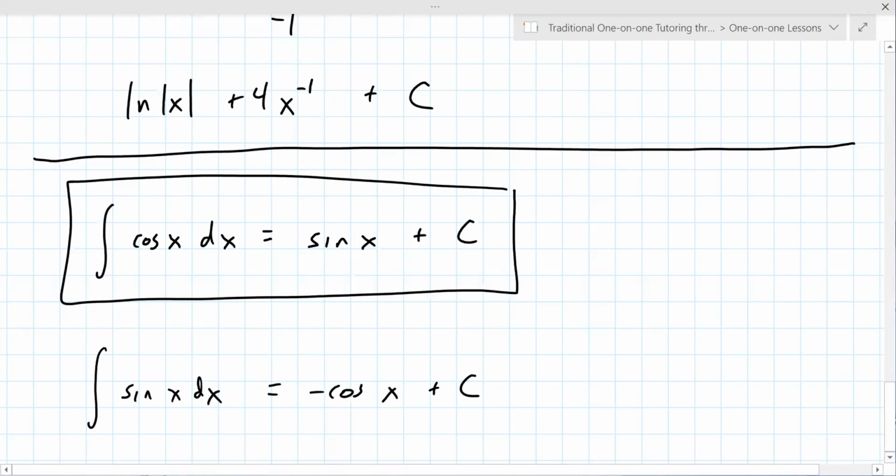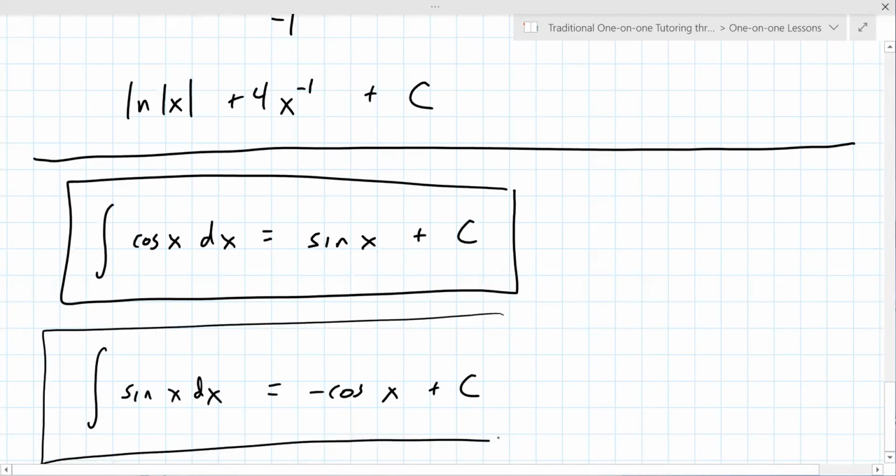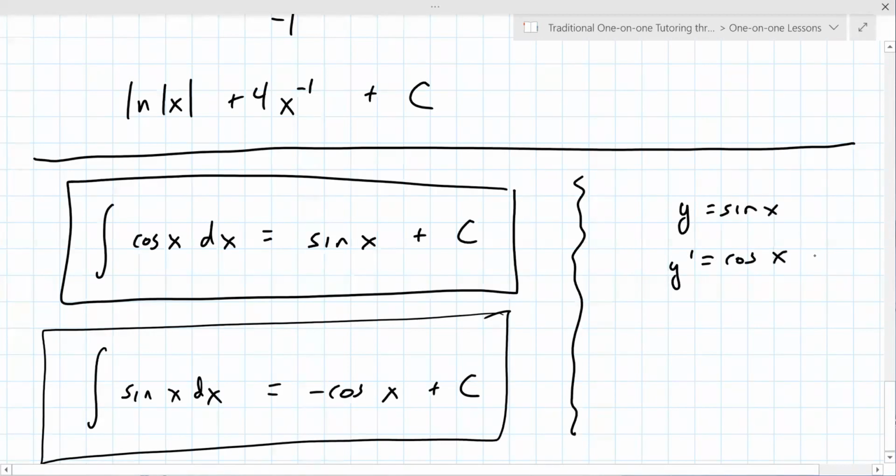The integral of sine x dx is minus cosine x plus c. Also, there's a difference between the derivative of a cosine and the integral of a cosine. If we start with sine x, what is the derivative of sine x? It's cosine x, right? But the integral goes back this way. The derivative of cosine x is minus sine x. The derivative of minus sine x is minus cosine x.